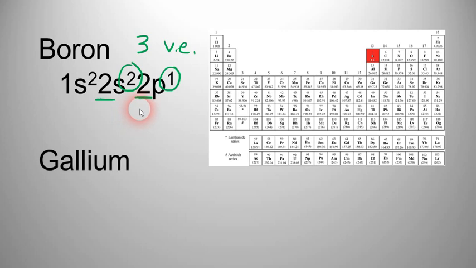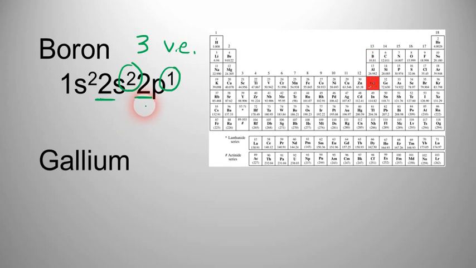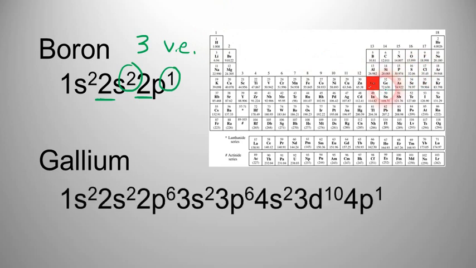Well, how about gallium? That would be this element right here. Well, its electron configuration is a little bit longer. It's something like that. Can you determine how many valence electrons are in that atom? Well, hopefully you see that the outermost energy level this time is the 4th one. That's the highest coefficient. So 2 plus 1, that's 3. So we have 3 valence electrons.